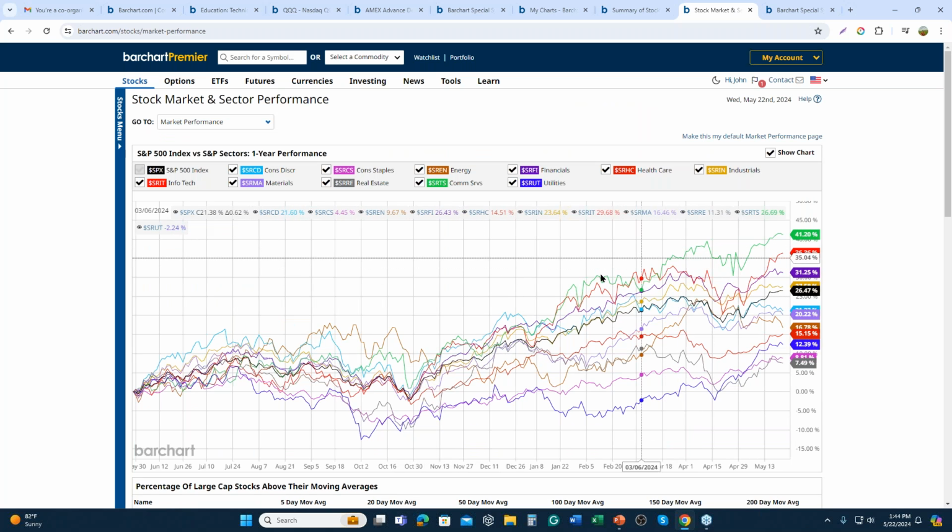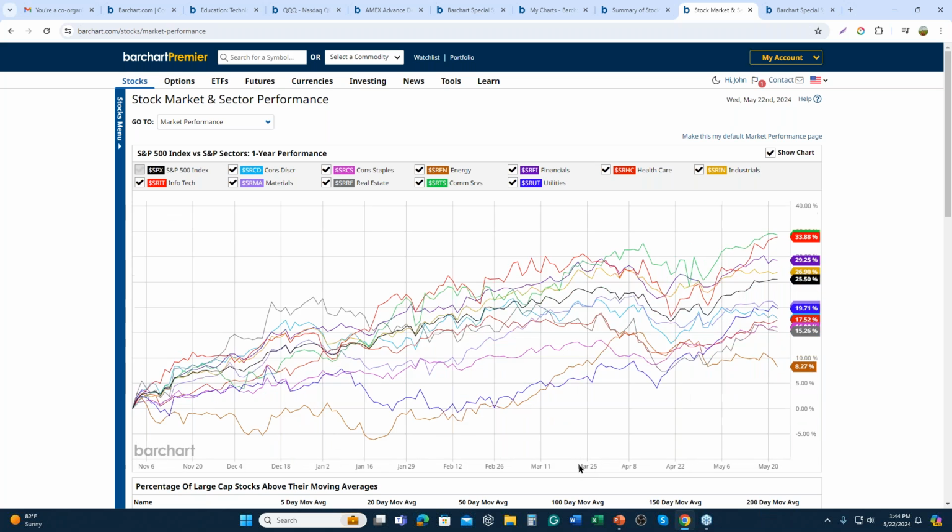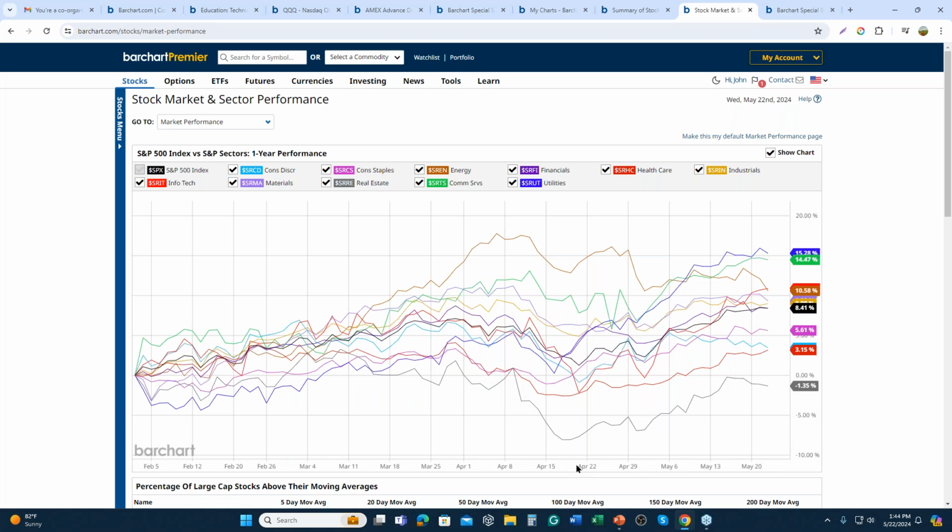So this chart here shows you the different sectors in the S&P. And let me show you this. So since about February, you can see here I'm on February 5th, the best performing sector has been this blue line here, has been utilities. So let's check the breadth of utilities.